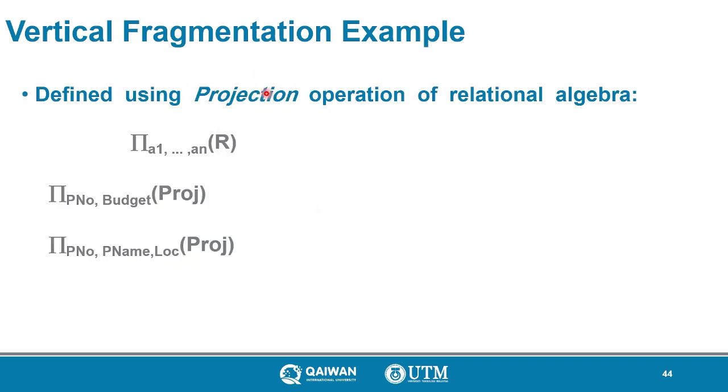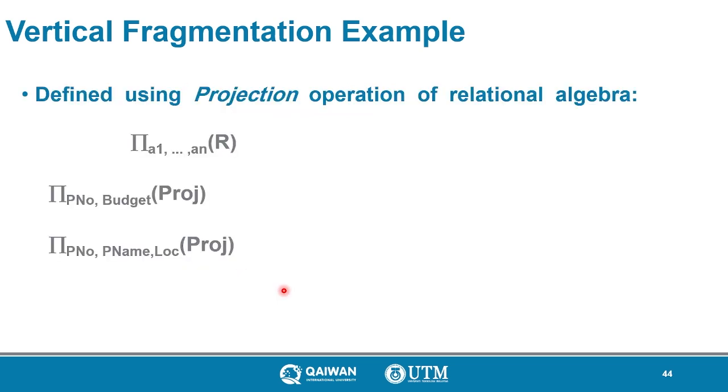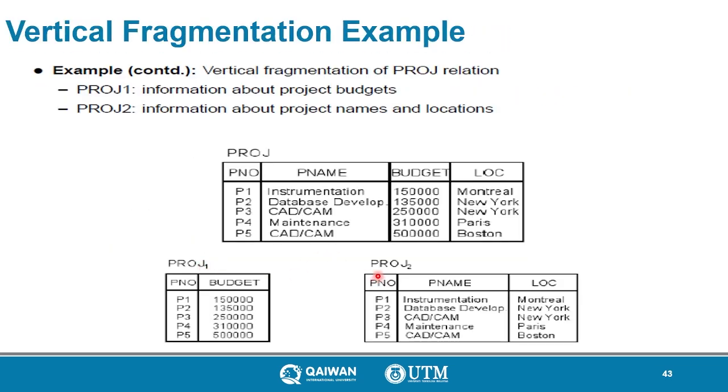Now, define using the projection operation of relational algebra. This is the projection, and we will say the projection of the project number and the budget for the project, and the project number, project name, and location, as we have it here: project number, project name, and location.